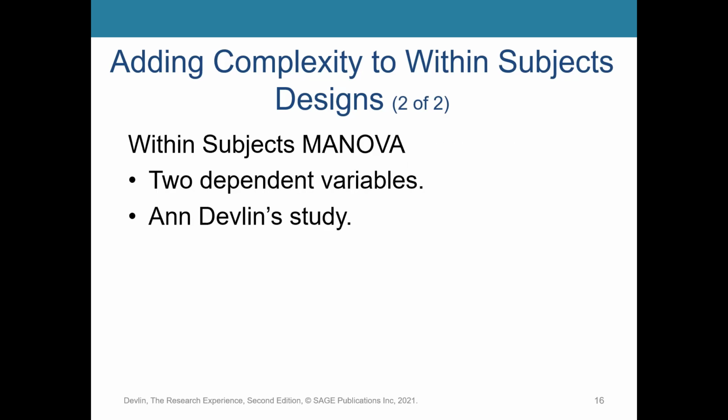And if you want to get even more complicated, you can add another dependent variable. And now if you have two dependent variables, then we could use a MANOVA, like we talked about in a previous video, which is a multivariate analysis of variance. And this is even more complex than the previous designs we talked about. And you might want to do a MANOVA to see whether the same participants respond to these related measures differently across conditions.